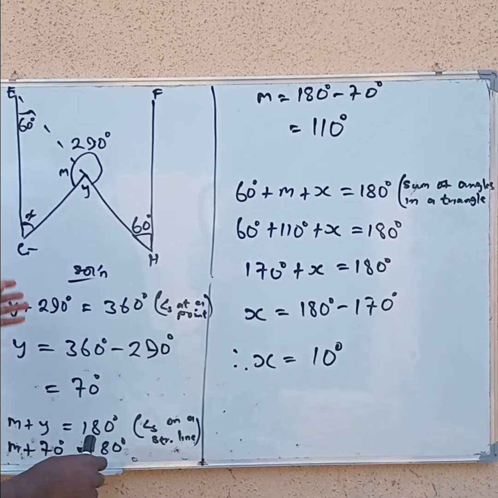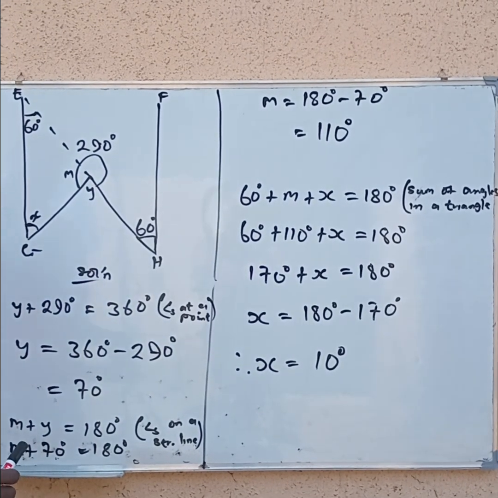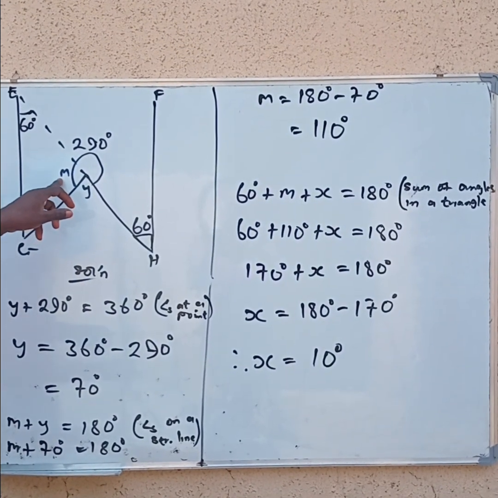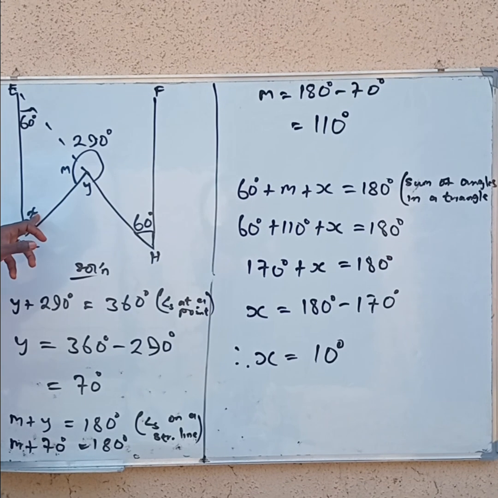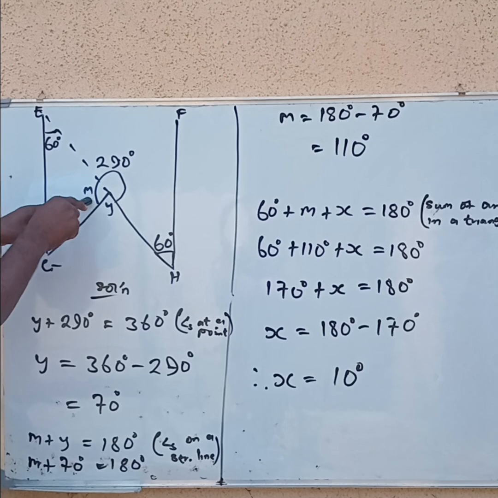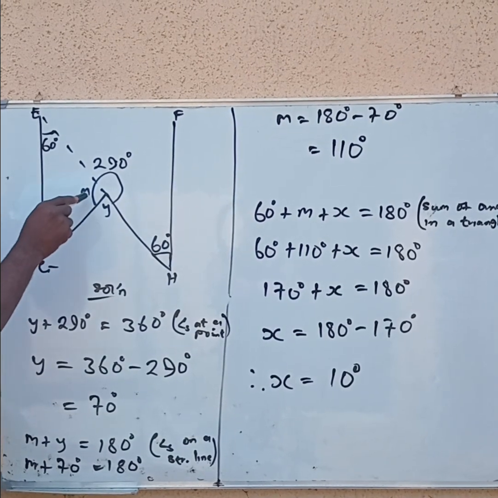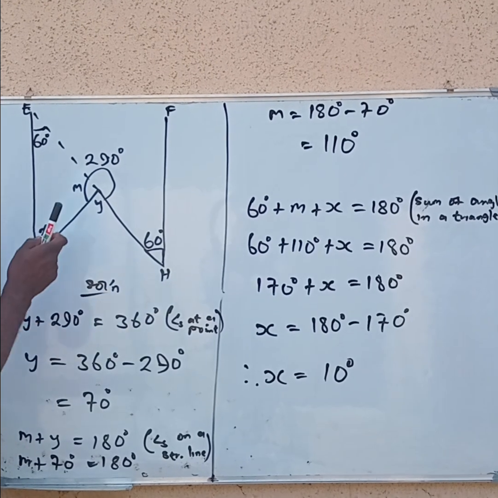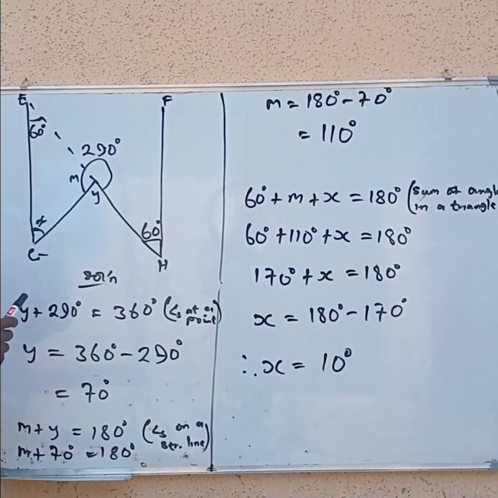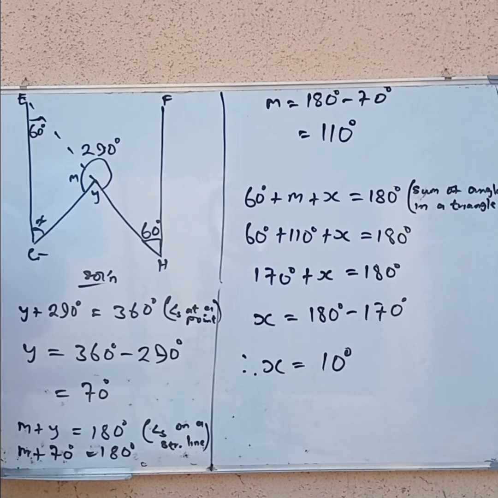Now, if we look at it critically, this place is 110 and this place is 10. For you to find out that you are correct, the angles you have inside here must be equal to 180. 110 is here, 10 is here. 10 plus 110 is 120. Now plus 60 is 180.